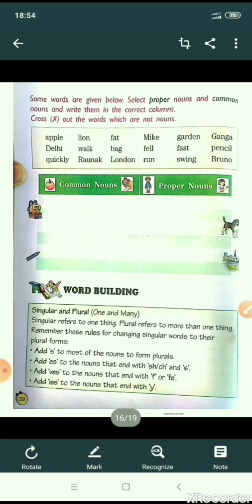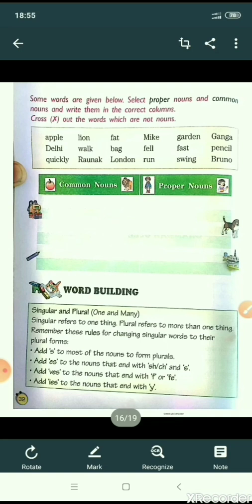Then fast. Fast is also not a naming word. It's not a noun. It's an adjective, describing word. Then pencil. Pencil is a common noun. It's a common name for all the types of pencils. So we will write it under common noun. Then quickly. Quickly is also not a naming word. We will cross this. Then Ronak. Ronak is a proper noun. It's a name of a particular person, particular boy or man. It will come under proper noun.